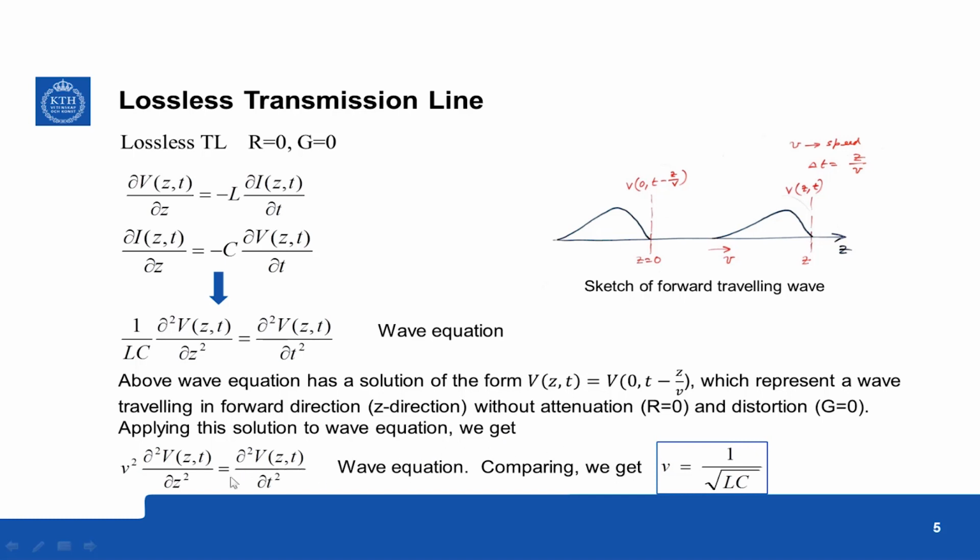Now comparing with the original wave equation, we get this v squared is the velocity, and second derivative of voltage with respect to space, and second derivative of voltage with respect to time. Now comparing, we get the speed v is nothing but 1 by square root of LC. So this is the expression for the speed. So the speed is related to the parameters L and C.